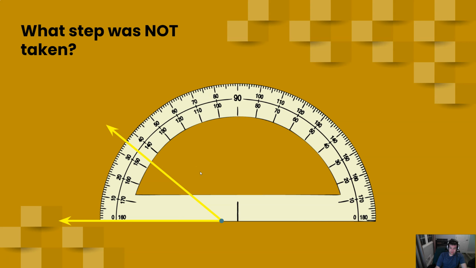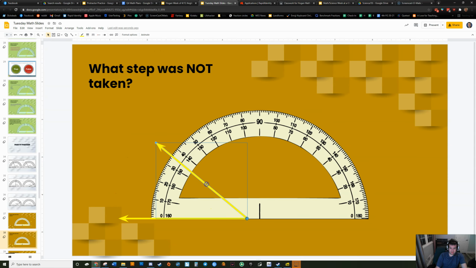Now hopefully you realize that the vertex is not on the center point. And it's so important that it's on the center point because right now you can see it's an acute angle measurement, but it looks like it's halfway in between 30 and 40. But don't let your eyes be deceived. Right now, we can't really measure that because technically that's not on the center point.